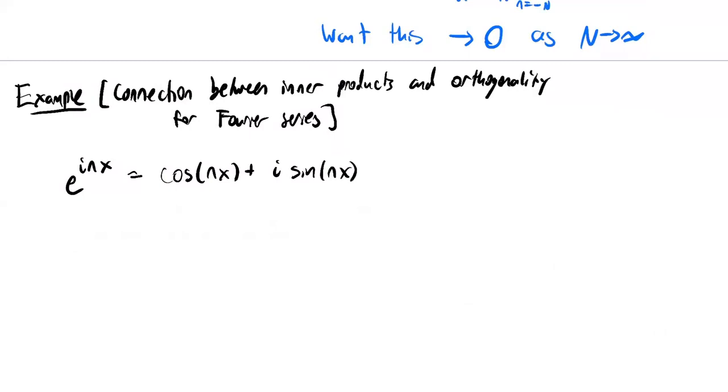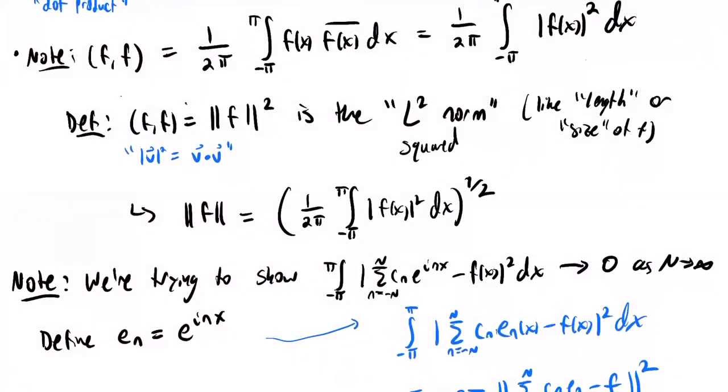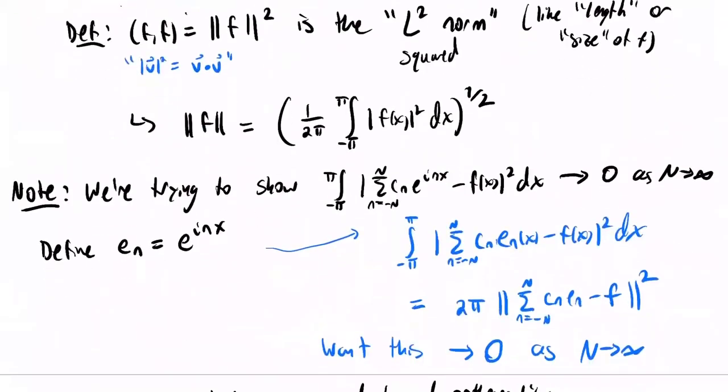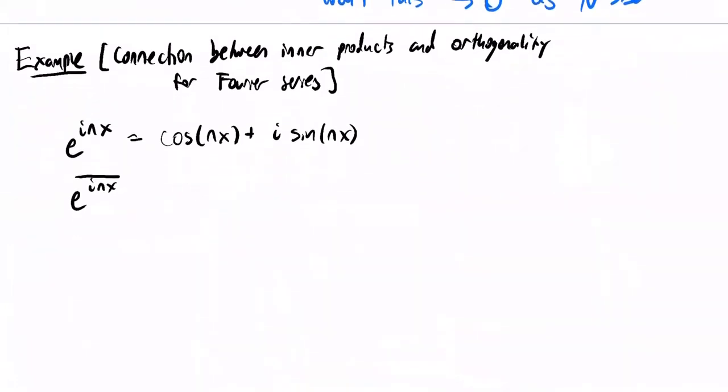Well, what happens if I take the complex conjugate of this number? Why am I interested in complex conjugates? Because they show up in the definition of the inner product. If we're doing anything involving this inner product or this L2 norm, we need to understand what the complex conjugate of our exponentials are if we're going to say anything meaningful about Fourier series. By definition, this is equal to cosine of nx minus i sine of nx.